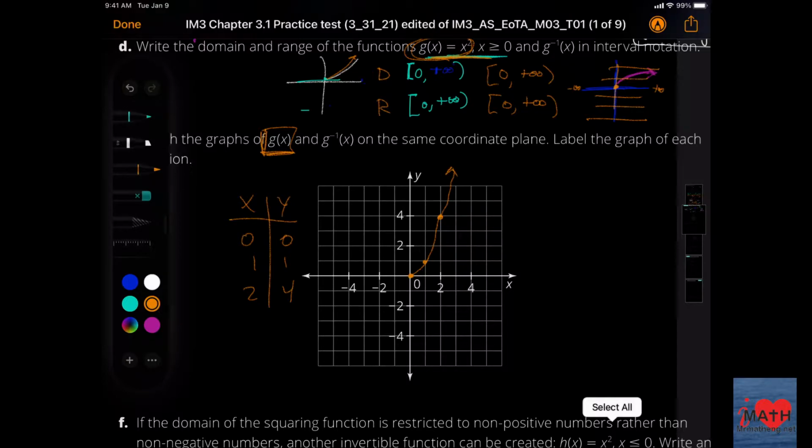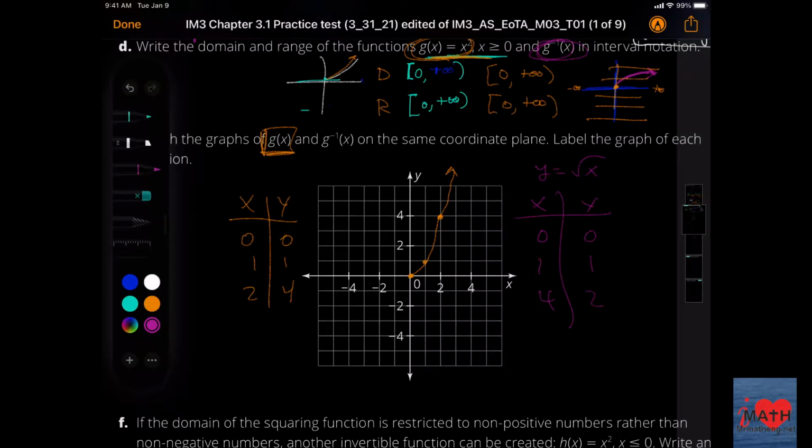But if we do on the pink, the inverse, again, what you're graphing is y equals the square root of x. So you have to be strategic here. If you make x 0, what's the square root of 0? 0. What's the square root of 1? 1. What's the square root of 2? Okay, that's not great. But if you did 4, what's the square root of 4?